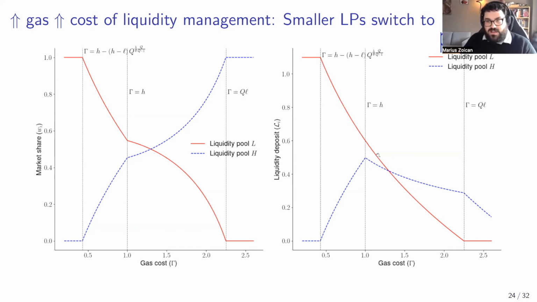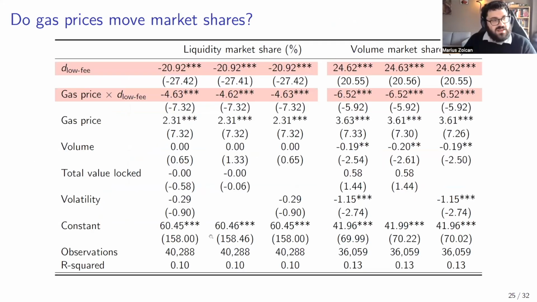After a certain point, some people are starting to be crowded out of the market. So actually both low and high fee pool deposits are going to go down, but the low fee deposits are going to go down at a faster rate. All right. So in terms of market share, an increase in gas costs will reduce the market share of the low fee pool and increase the market share of the high fee pool. And that's what we see in the data.